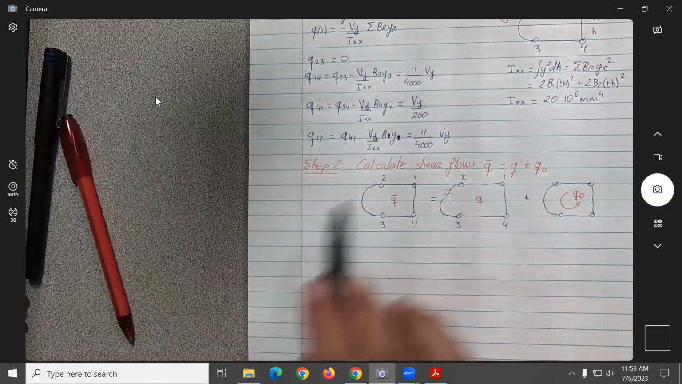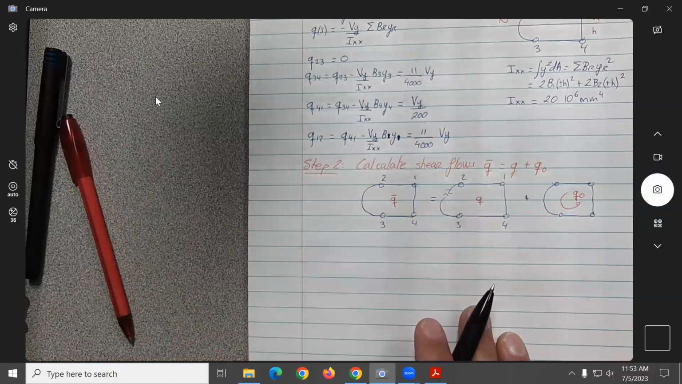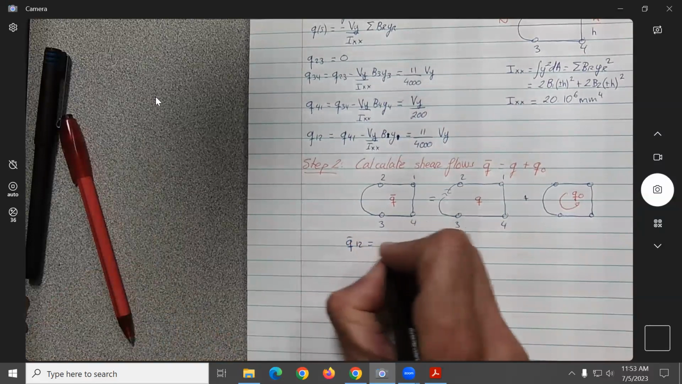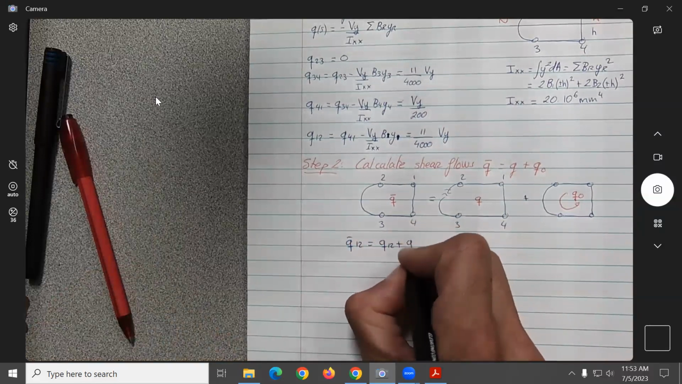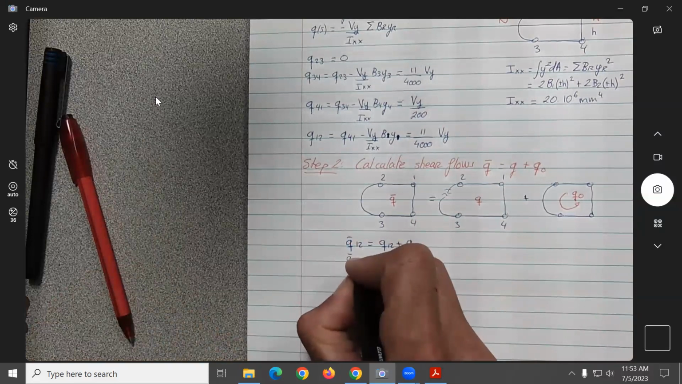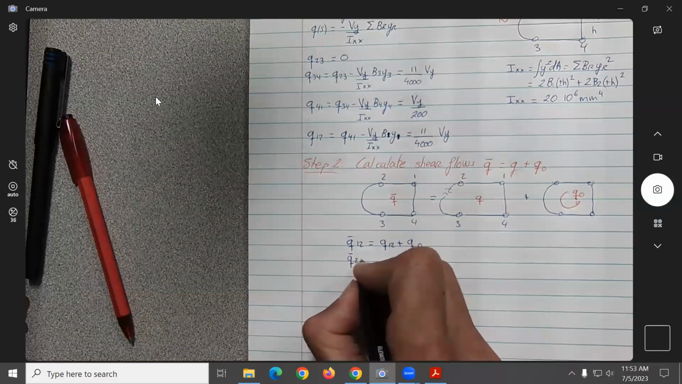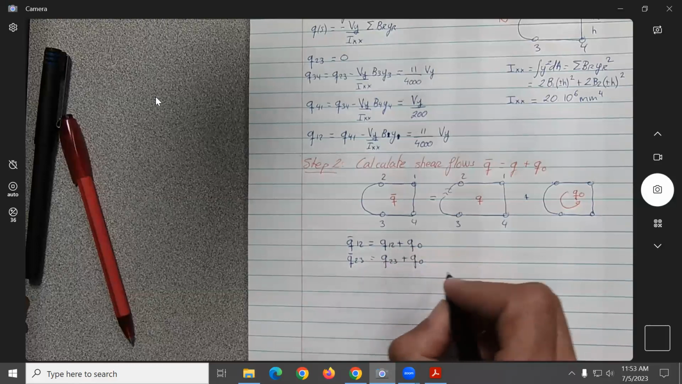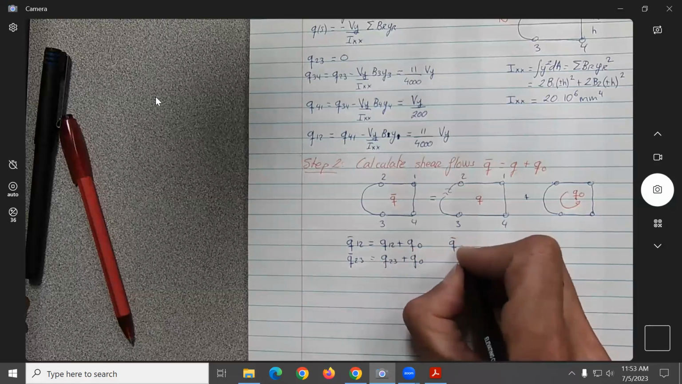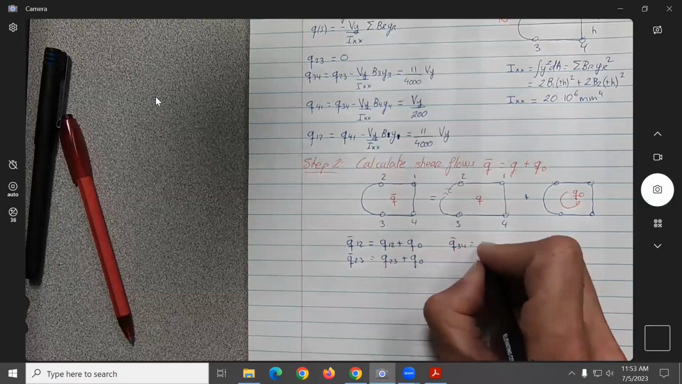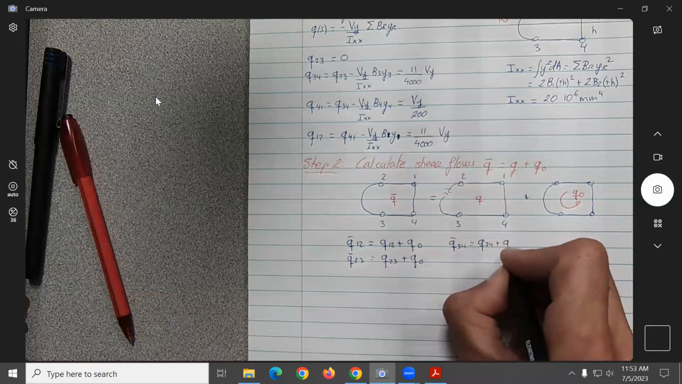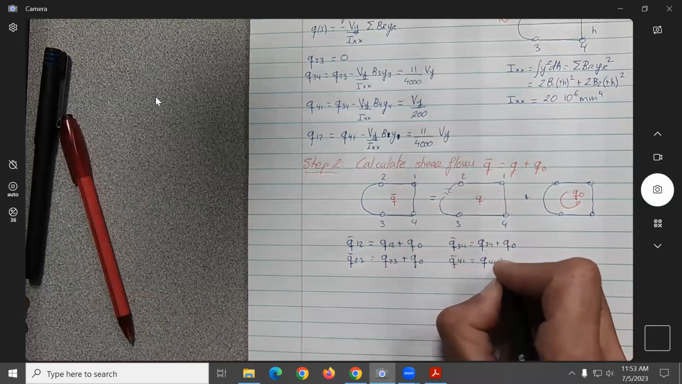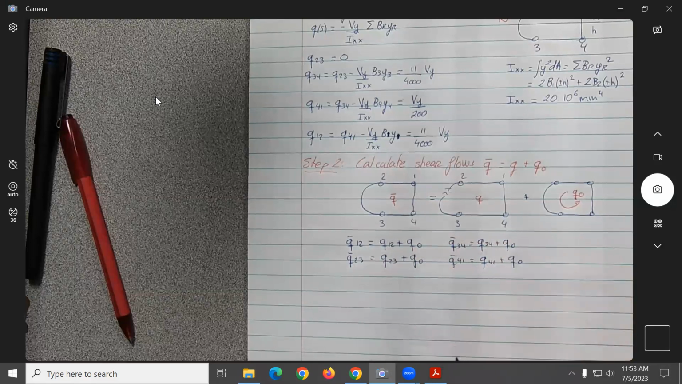But I mean, you see, that's what we have been doing every single time, no? Okay. So basically, it should be very easy now. We're going to have here q bar 12 is just q12 plus q naught. q bar 23 will be just q23 plus q naught. q bar 34 will be q34 plus q naught. And q bar 41 will be equal to q41 plus q naught.